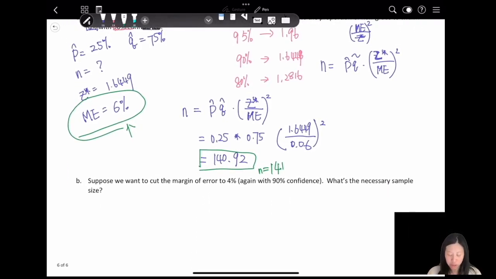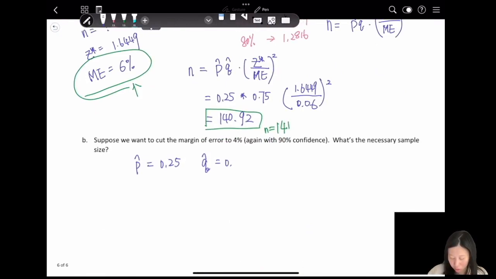Okay, so now if we want to cut the margin of error to 4%, again with 90% confidence, what would be the necessary sample size? We want to lower the margin of error, which means we expect a bigger sample size. So again, we list all the information that we know. We have p hat equals 0.25, q hat equals 0.75, and the margin of error.